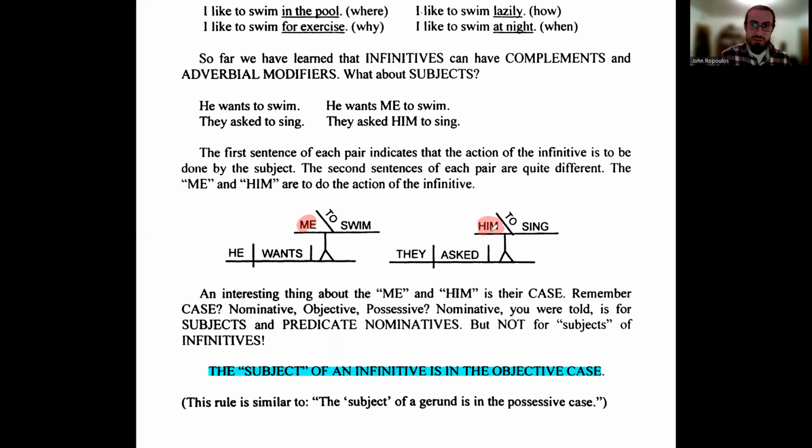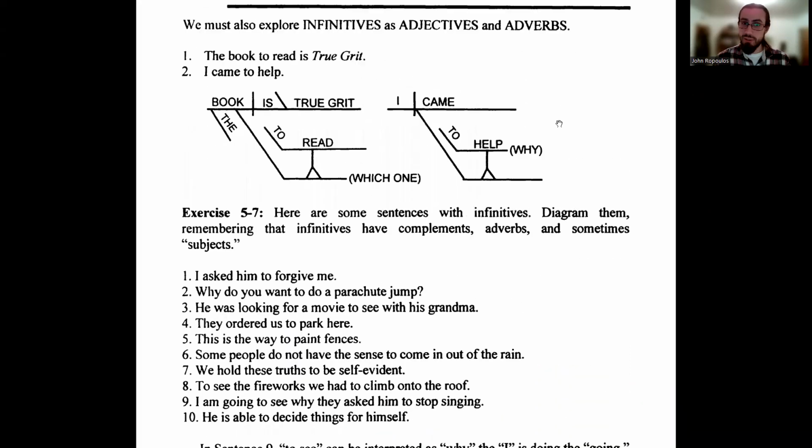He wants me to swim. What does he want, right? To swim? But for who? Me? Think about why that's the case. So they do take subjects, but they're going to be in the objective case. Okay. So far, so good.